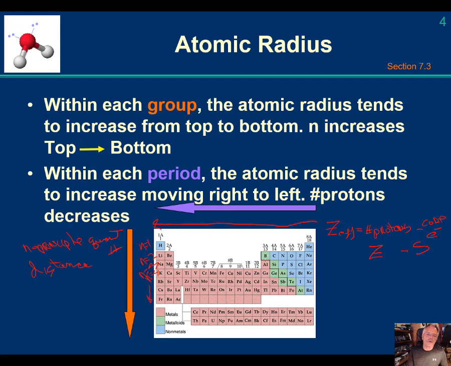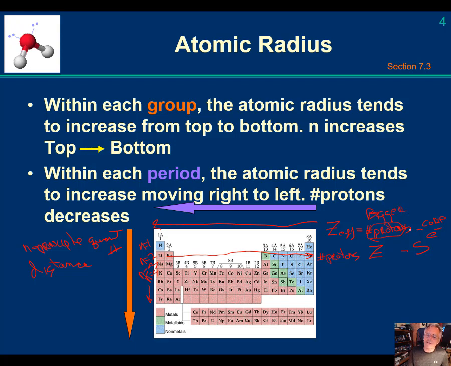All right? So here's our explanation for that. As we go from this side of the periodic table to this side of the periodic table, what is increasing is the number of protons. Okay? The number of protons is increasing. And if the number of protons is increasing, this is getting bigger.